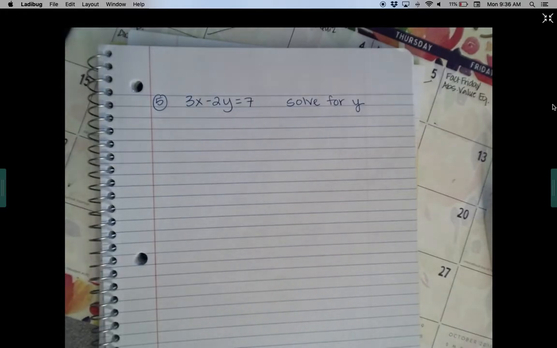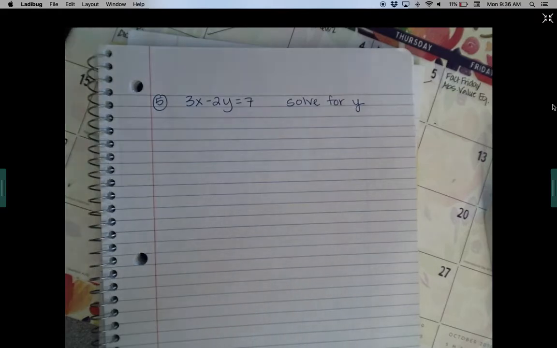When you've got this one, solve for y, put your pencil down. Kelby, leave it as a fraction. You don't need your calculator. You can use it, but you don't need it.